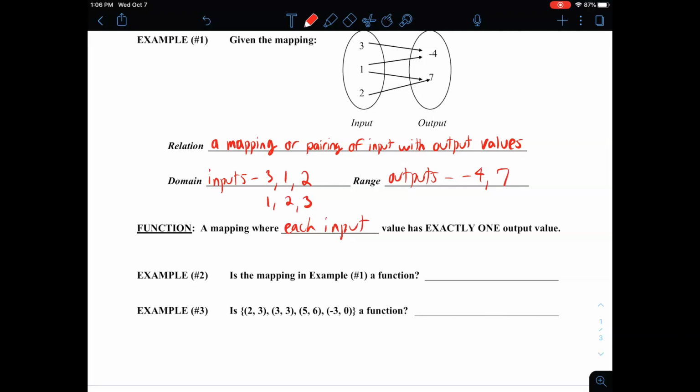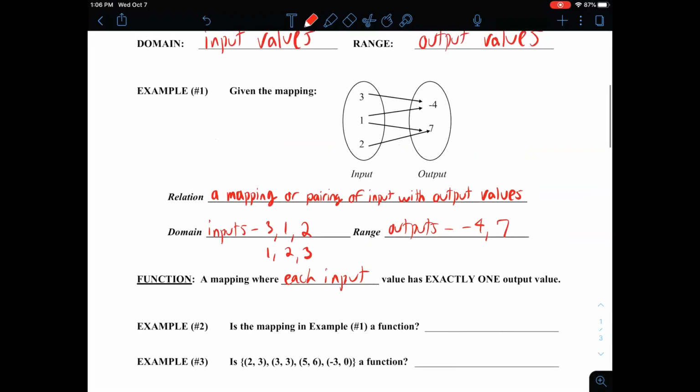So example 2 says, is the mapping in example 1 a function? Well, let's look at this here. So we have our input values, we have our output values, right? Here and here. So what it's saying, if this is going to be a function, it means that each input does not repeat or go to two different output values, okay? Each input has exactly one output value. Let's look at 3 first. Well, 3 just goes to -4, so that's 1 to 1, that's good. But you see here, we have 1 goes to -4, and 1 goes to 7. Does that one input, which is 1, have one output, or does it have 2 outputs? It has 2 outputs. This one is not going to be a function.